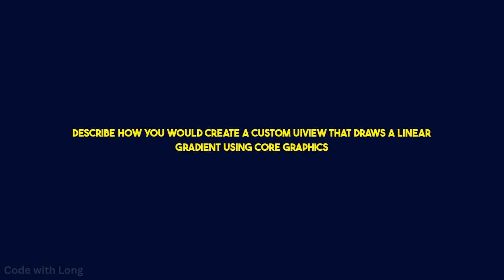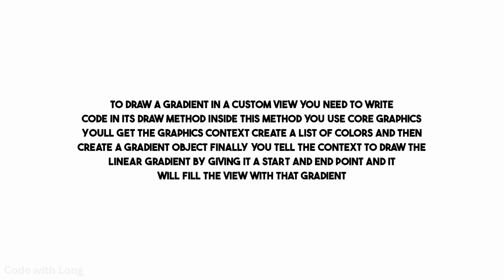Describe how you would create a custom UIView that draws a linear gradient using Core Graphics. To draw a gradient in a custom view, you need to write code in its draw method. Inside this method, you use Core Graphics. You'll get the graphics context, create a list of colors, and then create a gradient object. Finally, you tell the context to draw the linear gradient by giving it a start and end point, and it will fill the view with that gradient.